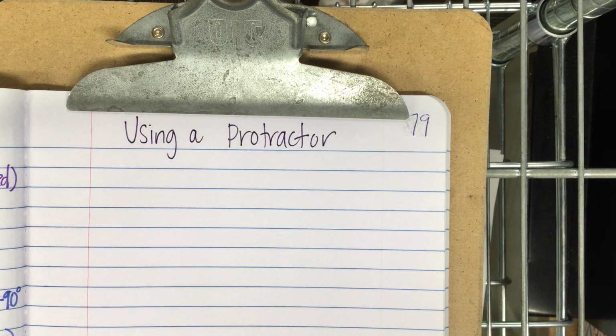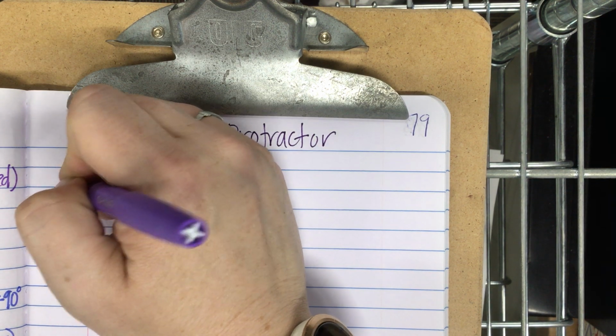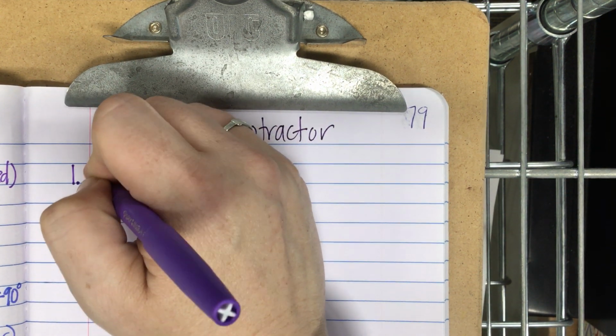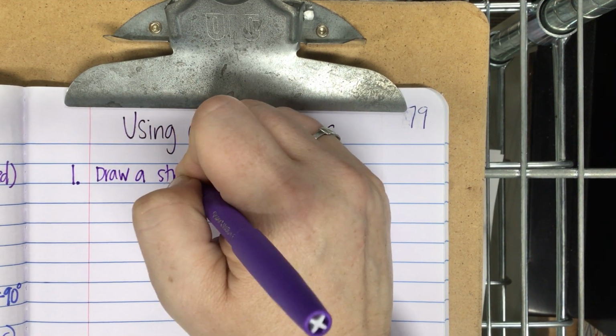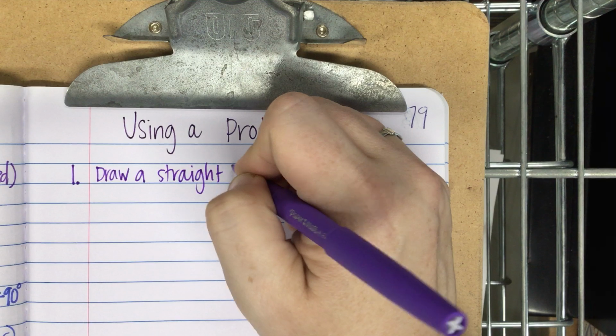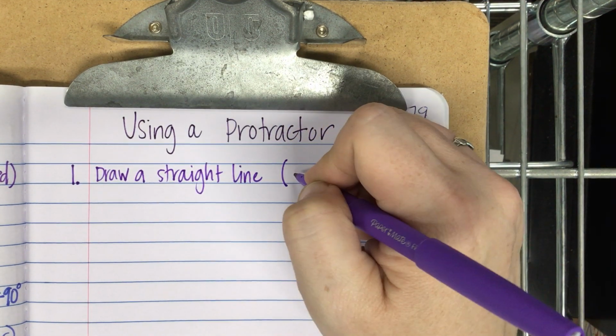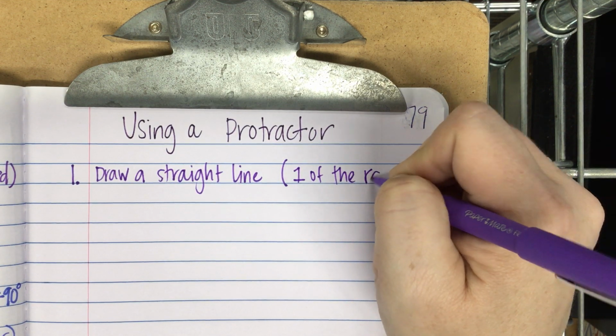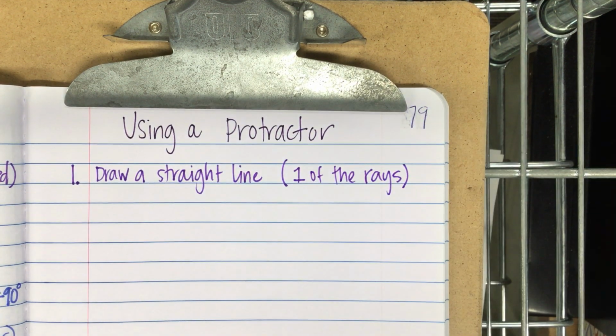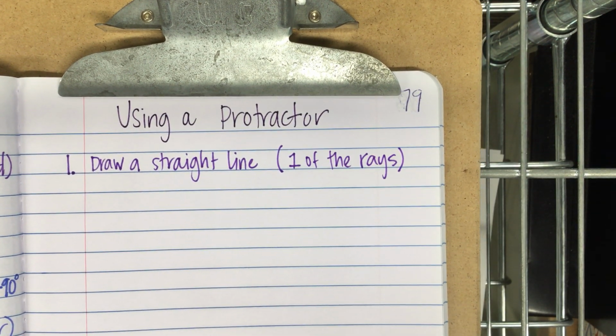Protractor. So to use a protractor, we have a few steps that we need to follow. So one, we need to draw a straight line. And this will be one of the rays.